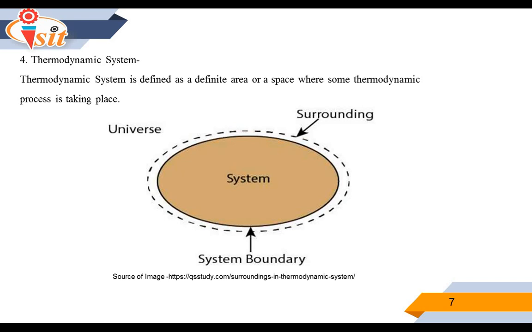So the system is anything under consideration, or the region upon which the study is focused or concentrated. The surrounding is anything external to the system. And the boundary, the separation between system and surroundings, is known as the boundary. These boundaries may be rigid, flexible, or imaginary, or sometimes fixed and movable. So this is all about the thermodynamic system.